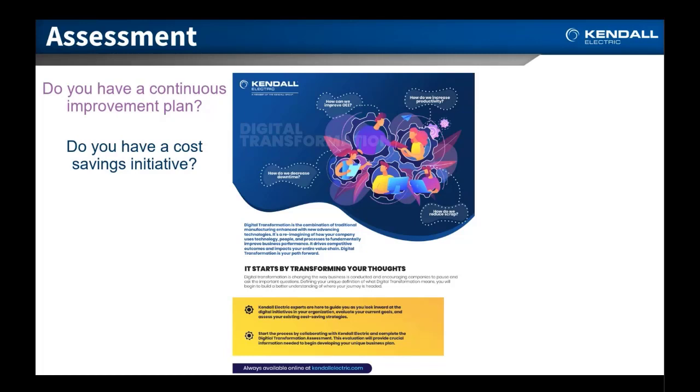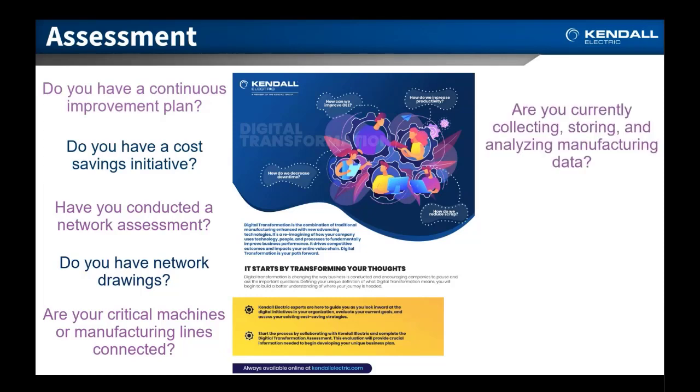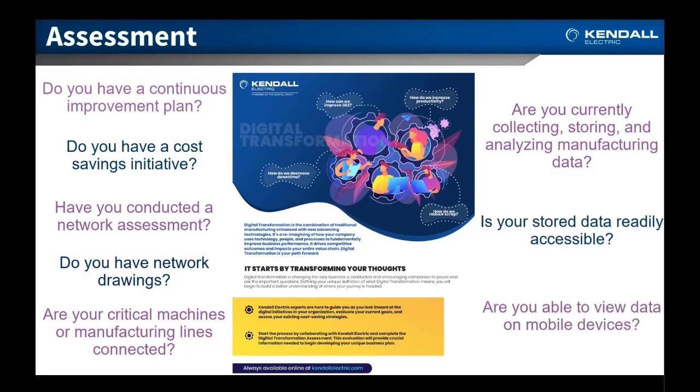And then we dive into some network related questions, such as, have you conducted a network assessment? Do you have network drawings? Are your critical machines or manufacturing lines connected? We then ask questions around data collection and reporting strategies, such as, are you currently collecting, storing, and analyzing manufacturing data? Is your stored data readily accessible, and are you able to view that on mobile devices? These questions and more are on the digital transformation assessment.